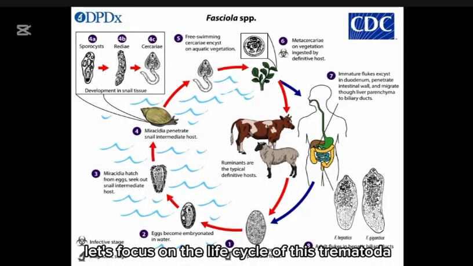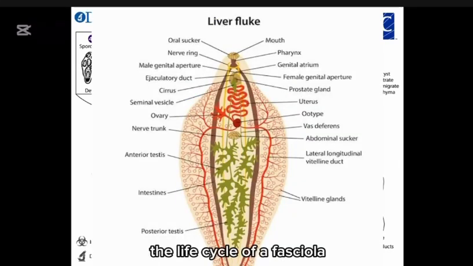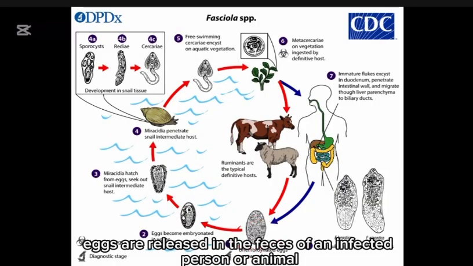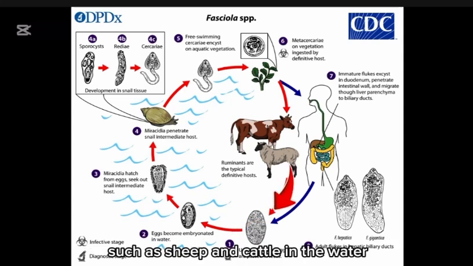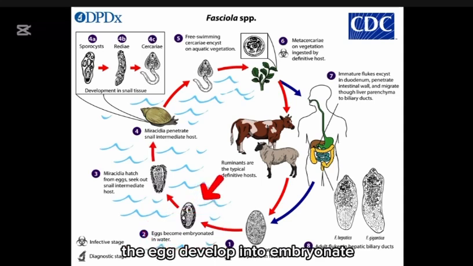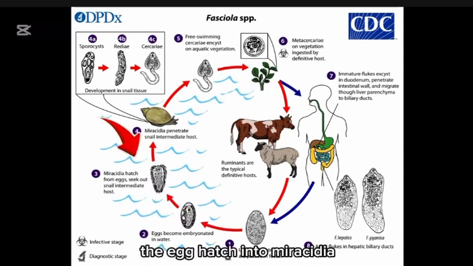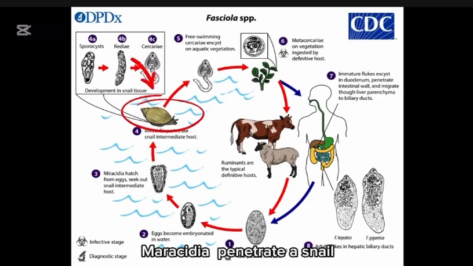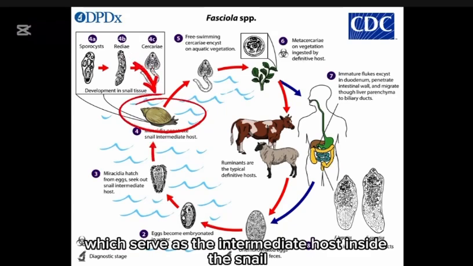Let's focus on the life cycle of these Trematoda. The life cycle of a Fasciola, a liver fluke, is a typical example of Trematodes. Eggs are released in the feces of an infected person or animal, such as sheep and cattle. In the water, the egg develops into an embryo. The egg hatches into miracidia, a free-swimming larva. Miracidia penetrate a snail, which serves as the intermediate host.